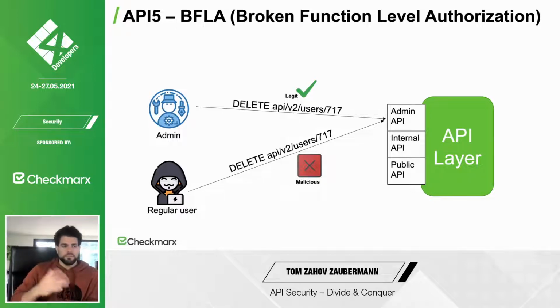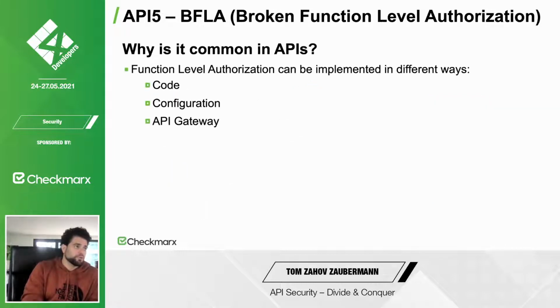Maybe you are laughing now, you say, yeah, for sure, who's doing it? Believe me, it happens all the time. I see those things all the time. I'm coming here to show you that it exists and how to avoid it. So why is it so common? Function level authorization can be implemented in different ways. You can do it in code, and I will show you how to do it later within the code, with configuration, or with API gateways that manage all the configuration for you.